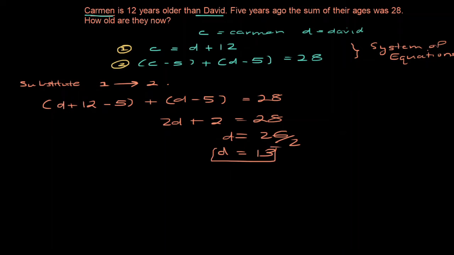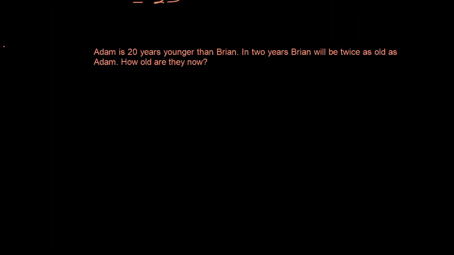Now all we have to do is take this David value and plug it back into equation number 1, which was C equals D plus 12. So to find Carmen's age, we can just sub in 13 plus 12 is equal to 25. And there it is. We found Carmen's age. Sorry, not Cameron, Carmen's age is 25. And so let's do some more examples. Hopefully you guys got that right.